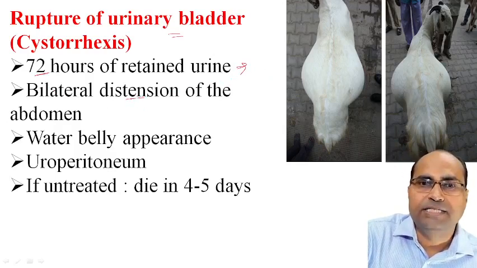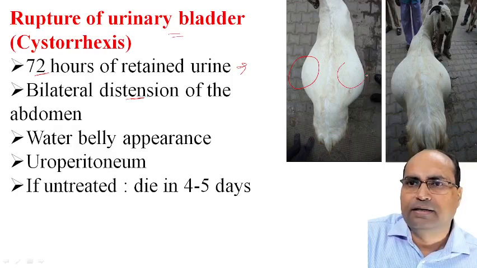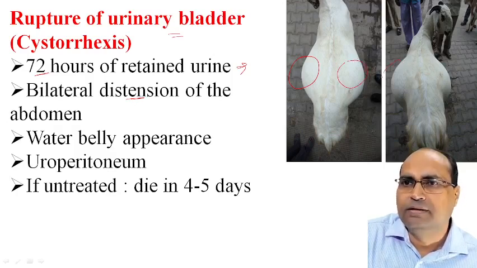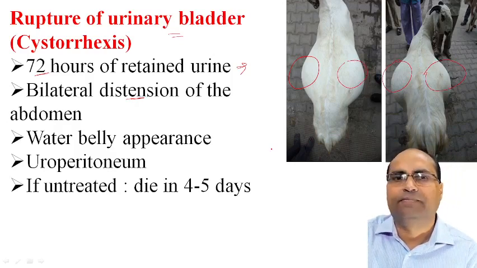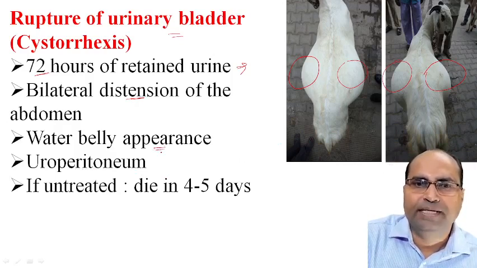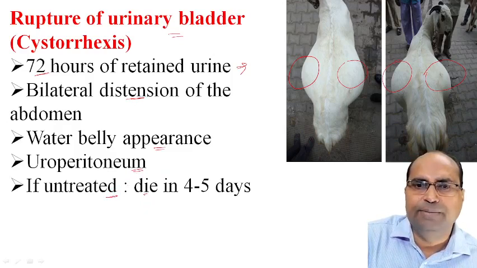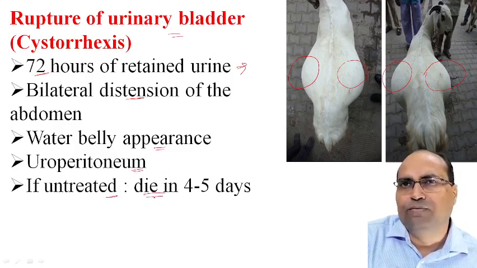Bilateral distension of the abdomen is seen in case of the rupture of the urinary bladder. There is a water belly appearance, uroperitoneum. If these types of cases are not treated, animals may die in 4 to 5 days.